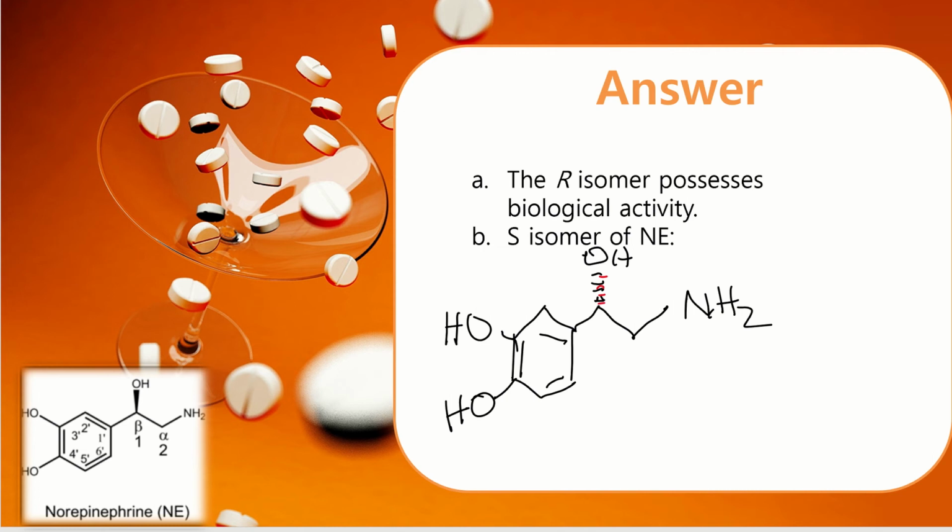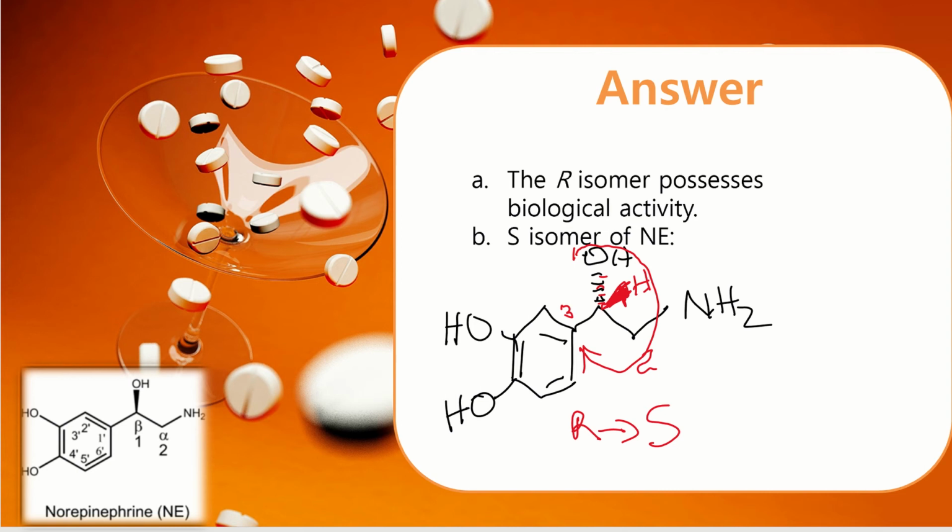One way to do it is to assign the priorities, again 1, 2, 3, and then the hydrogen would be coming towards us. Every time we see the wedge, that group is coming towards us. The hash is behind the plane. So when we do the priorities and connect 1, 2, 3, it's R. But because the lowest priority group is coming towards us, it's the opposite of that. So this is now S. That is one way to do it.